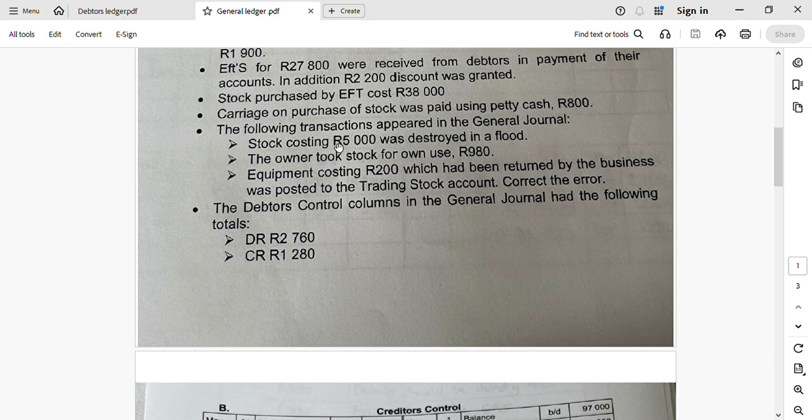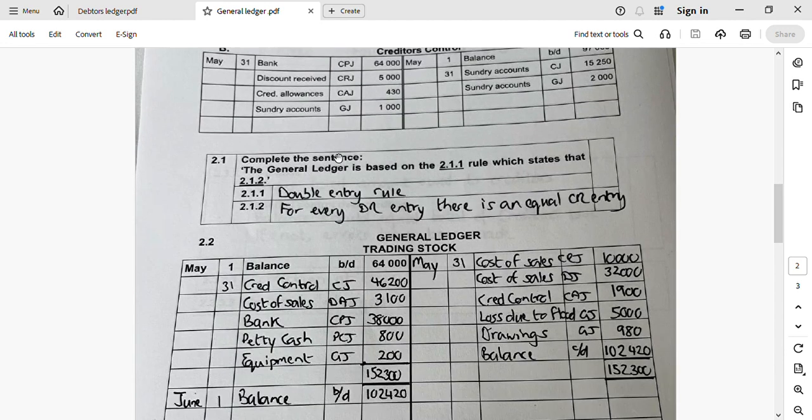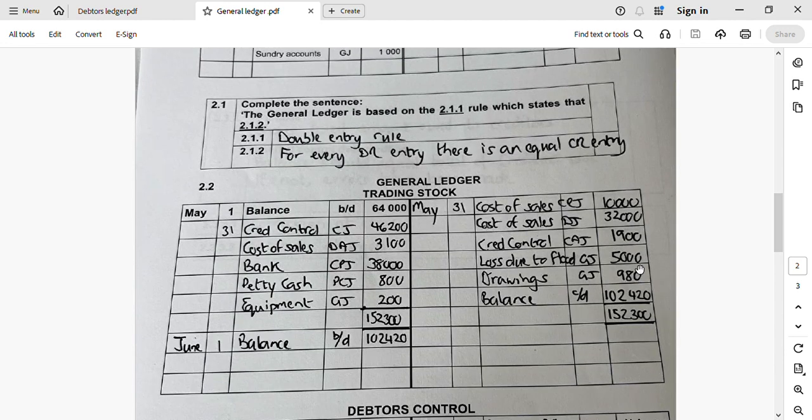Then the following transactions appeared in the general journal. Stock costing 5,000 Rand was destroyed in the flood. So the first thing you need to decide is stock going up or down. If stock's been destroyed, it's obviously going to go down. And then you have another account here called loss due to flood. If it was a fire, it would be loss due to fire, and so on.